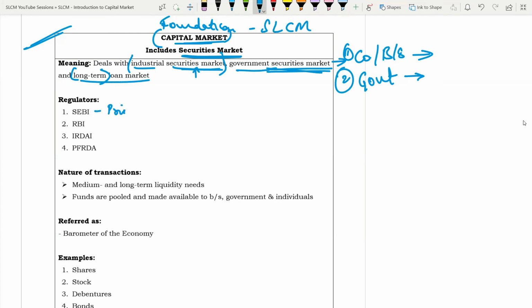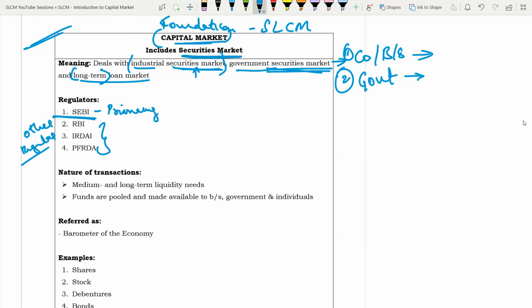The primary regulator is the Securities Exchange Board of India. Whatever rules and regulations we are going to see under Part A, that is securities laws, are passed by the Securities Exchange Board of India. The other regulators are the Reserve Bank of India, the Insurance Regulatory and Development Authority of India, and the Pension Fund Regulatory and Development Authority. We will see these other regulators later in this session.